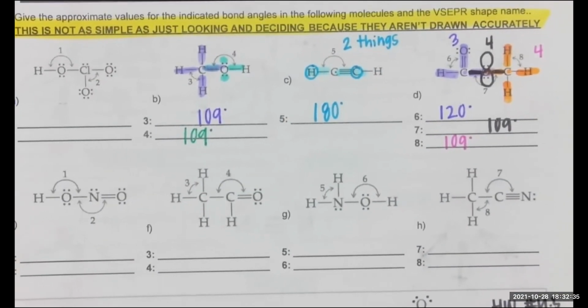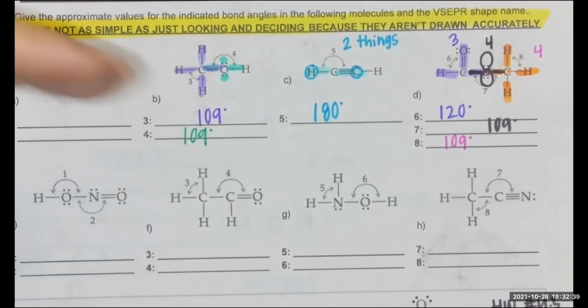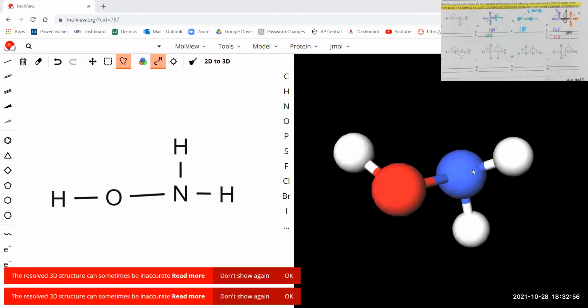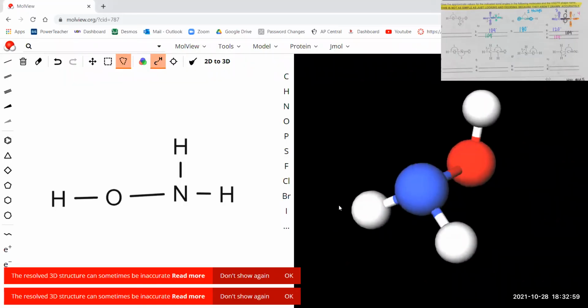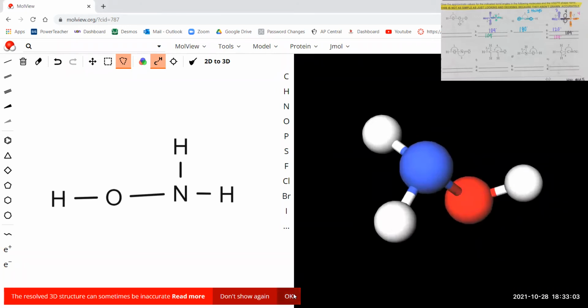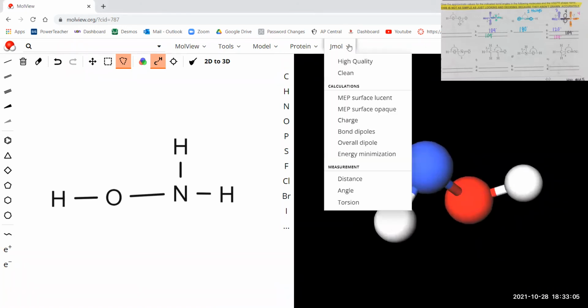So this is how you mentally go from what the picture looks like to what it actually is. It's important because the actual structure of the molecule determines what it does in the body. Structure determines function. So when you look at these pictures, you can play in mold view if you'd like sometime on your own.